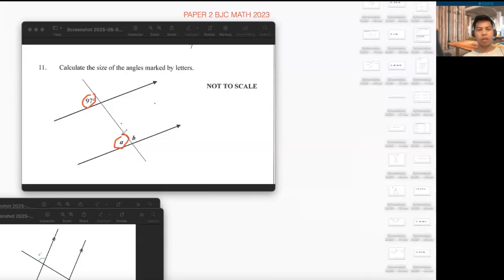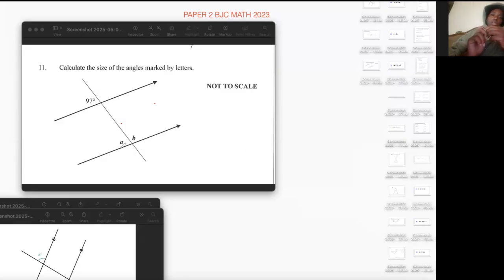So what do you think? Are they the same or do they add up to 180? What do you think, Madison? Diana? I think they are supplementary. Okay, so let's see. They are corresponding, we call them corresponding angles, and corresponding angles are the same, they are equal. When we say corresponding angles, they are on the same side.